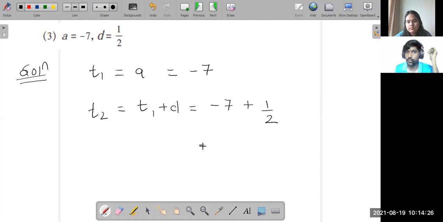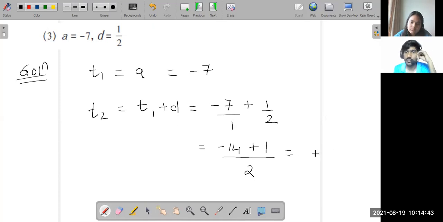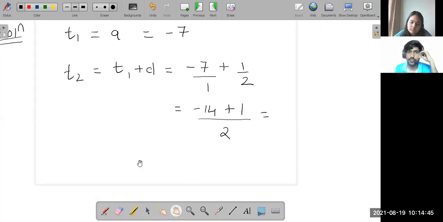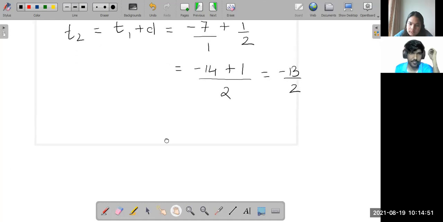This you have to solve. How will you solve? Do cross multiplication. Minus 7 into 2 is minus 14, plus 1 into 1 is 1, divided by 1 into 2 is 2. So minus 14 plus 1, how much is it? Minus 13. Minus 13 upon 2. So this is your second term.